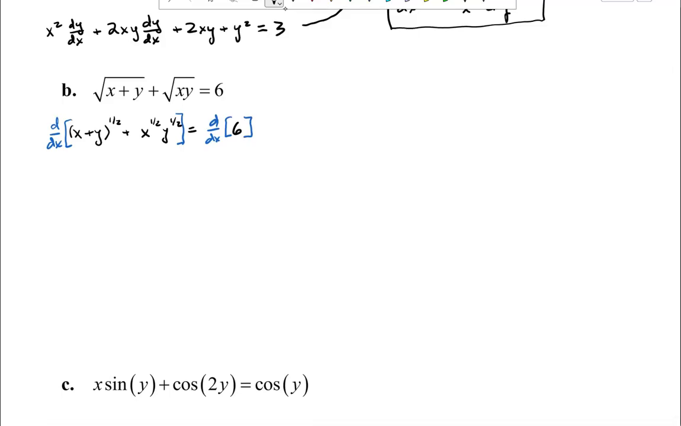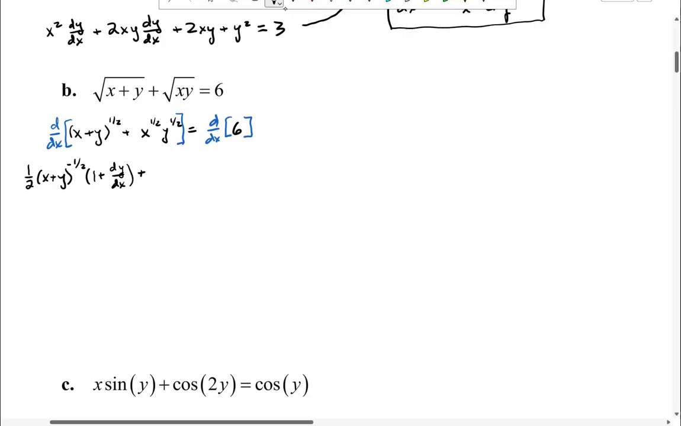Taking the derivative of (x plus y) to the 1/2 power with respect to x, we'll first use the power rule, bringing the half in front, subtracting 1 from the exponent, and then taking the derivative of the inner function. The derivative of x with respect to x is 1, plus the derivative of y with respect to x looks like this.